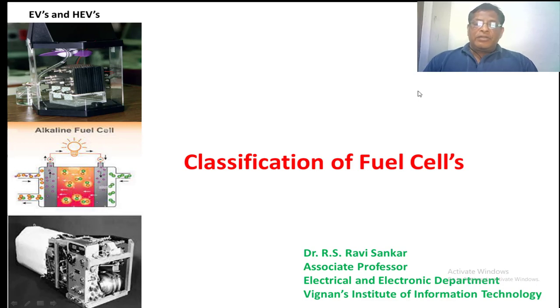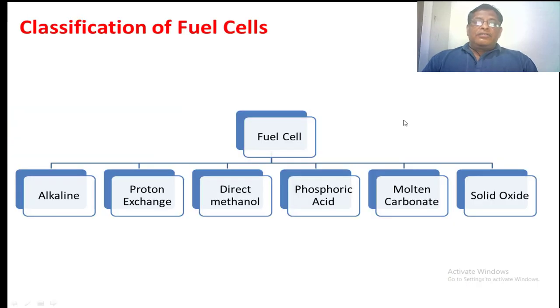In this lecture, we are going to discuss the classification of the fuel cells and what are the different fuel cells we are using for electric vehicles and hybrid electrical vehicles. These are some of the fuel cells we are using: alkaline, proton exchange fuel cell, direct methanol fuel cell, phosphoric acid fuel cell, molten carbonate fuel cell, solid oxide fuel cell. These fuel cells highly depend upon what type of electrolyte is used in a fuel cell.